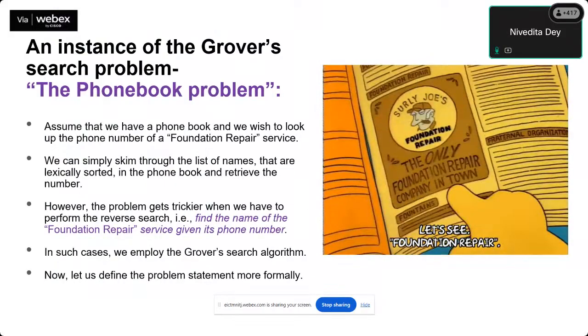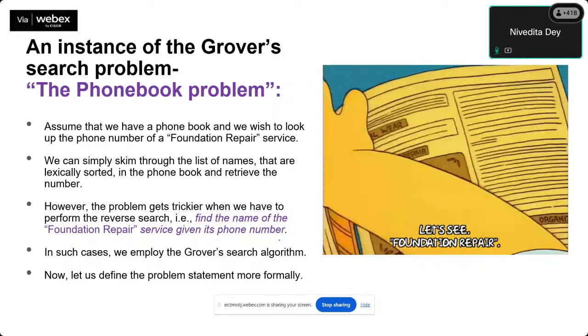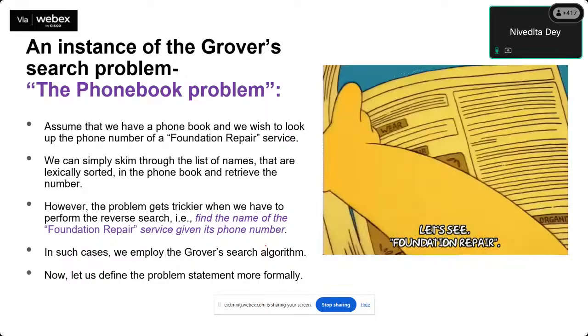So it's called the phone book problem, just like finding the name of the foundation repair service given its phone number. So with respect to something, you have to find where it is present.